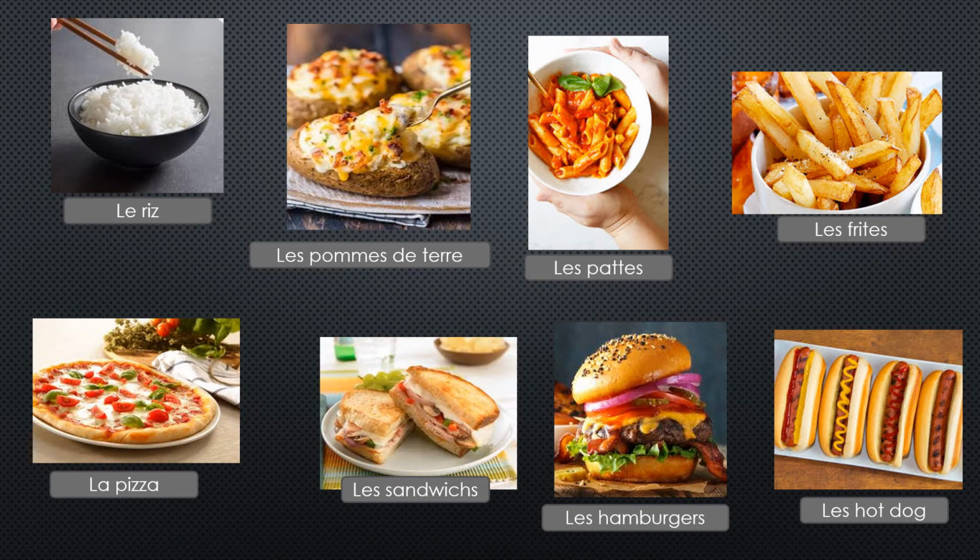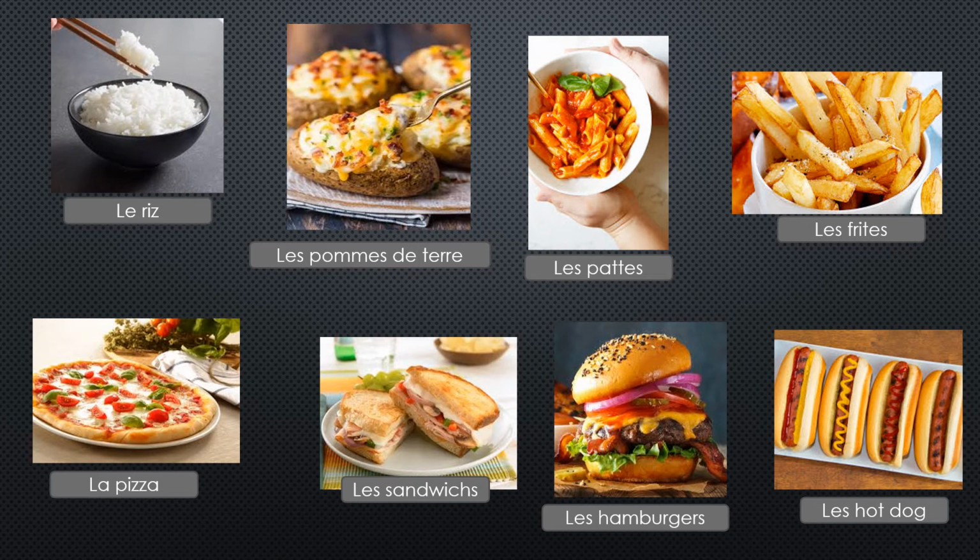Le riz. Les pommes de terre. Les pâtes. Les frites, la pizza, les sandwichs, les hamburgers, les hot dogs.